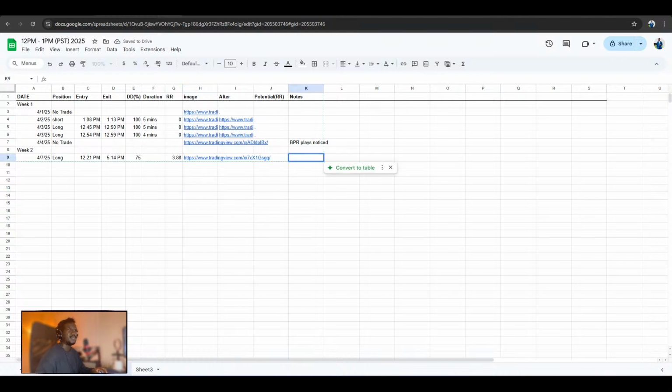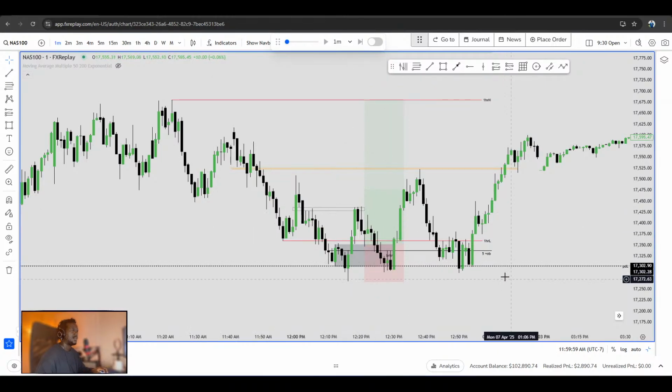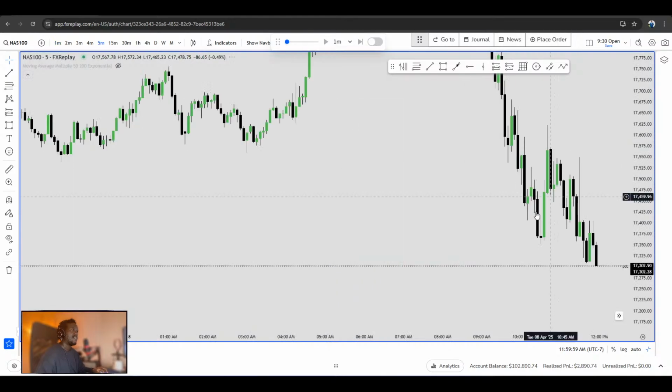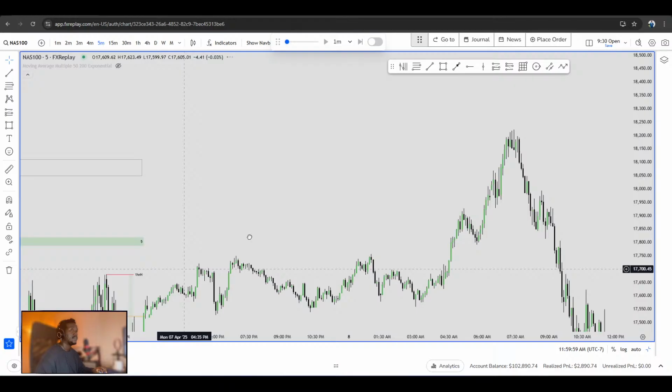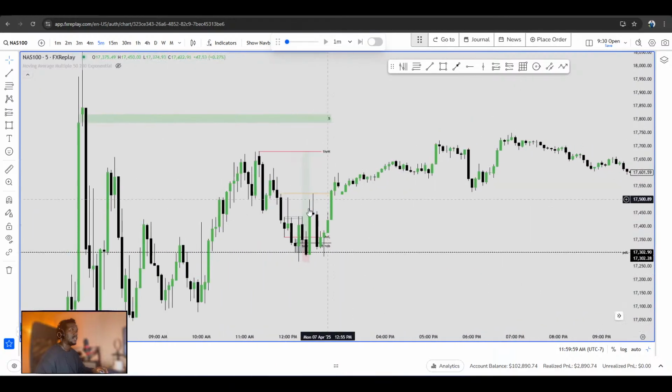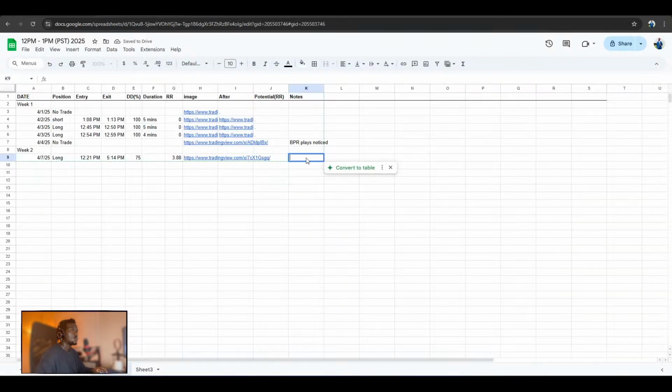So there's really no notes for me to write on this, so it's just textbook, or maybe just note that the 5 minute fair value gap was on the way in this setup right there. 5 minute fair value gap on the way. So then I'll come back and know what to do.